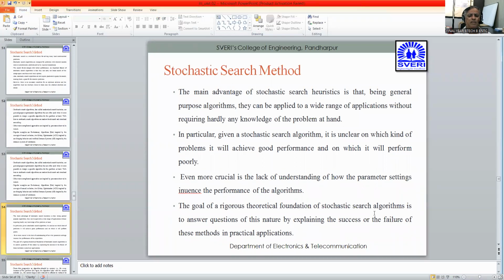The goal of a rigorous theoretical foundation of a stochastic search algorithm is to answer questions of this nature by explaining the success or the failure of these methods in practical applications. So it will try to give you answers to questions when there is a failure or a success for a particular application, helping you find out why it is successful or why it fails in a particular application. So these are some of the things that stochastic search algorithms are good at, as well as some issues they have.